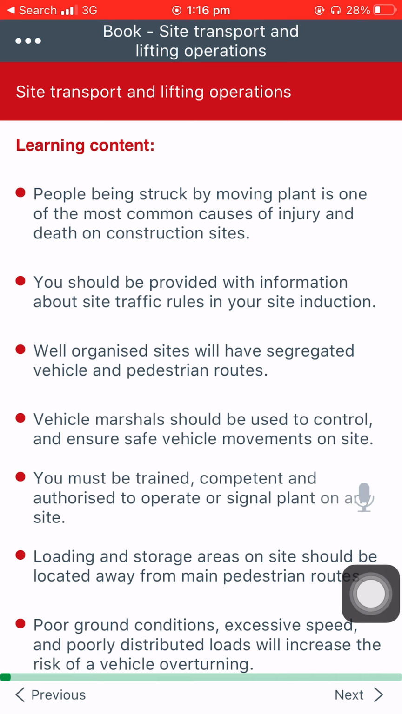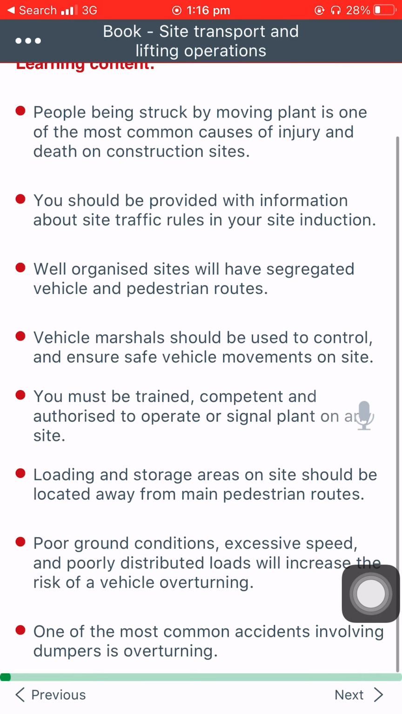You must be trained, competent and authorised to operate or signal plant on any site. Loading and storage areas on site should be located away from main pedestrian routes. Poor ground conditions, excessive speed and poorly distributed loads will increase the risk of a vehicle overturning. One of the most common accidents involving dumpers is overturning.